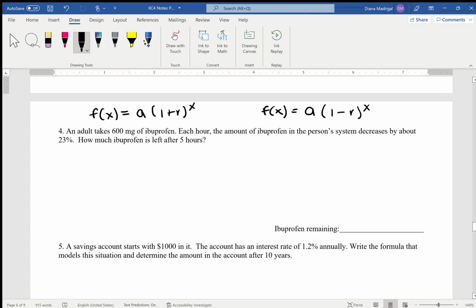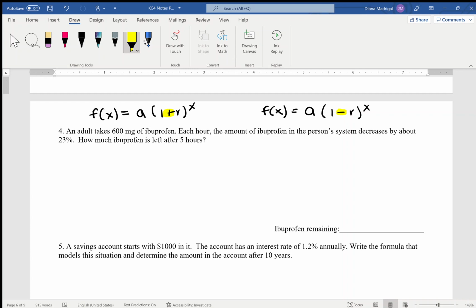So just a reminder that what we were working on for target C was to write the exponential function based on the growth and decay. And again, how do you know it's growth? When you are adding to the 1, and how do you know it's decay? When you're subtracting from 1.